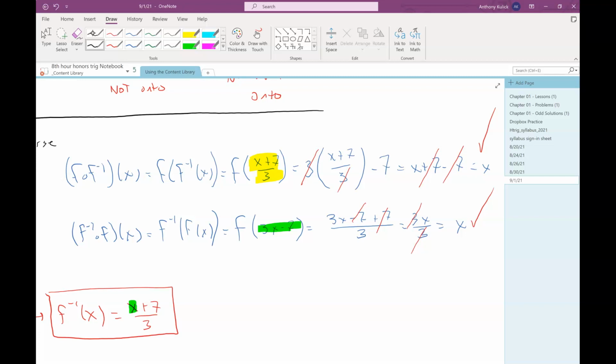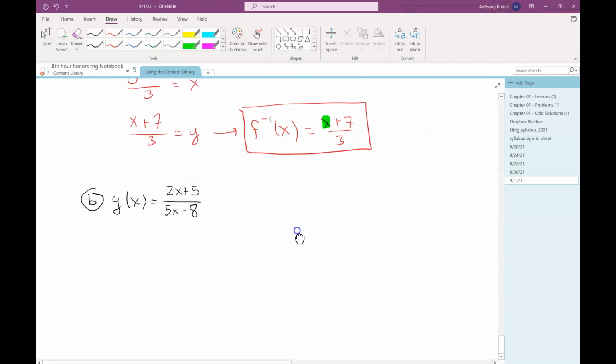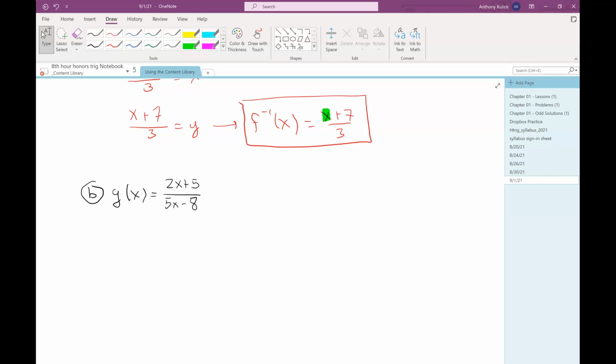Okay, let's do some more examples of this, because algebraically, some of these get a little bit more complicated. And it provides us a nice opportunity to review some of the solving techniques that you would have done in your Algebra 2 class. So let's say we have g of x equals (2x plus 5) over (5x minus 8). This is a little bit different because I have x's in more than one location, right? That's okay, though. I'm going to still start the same way.